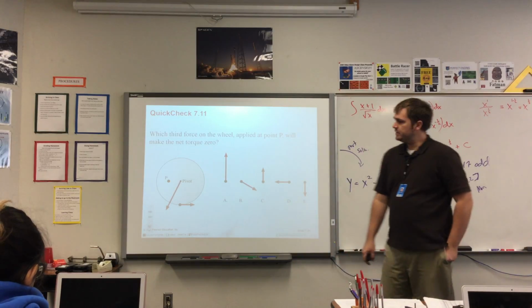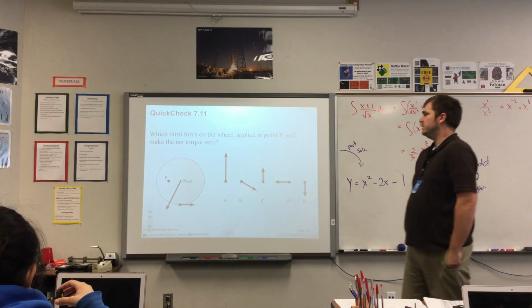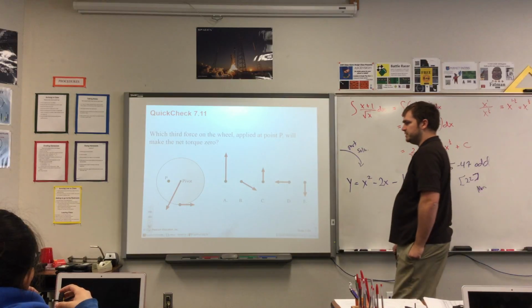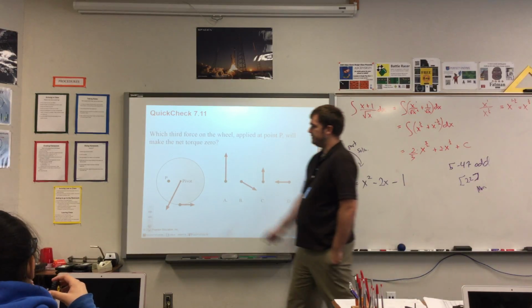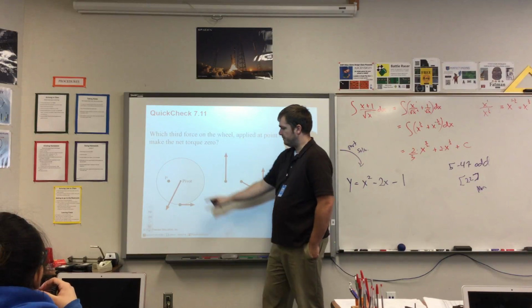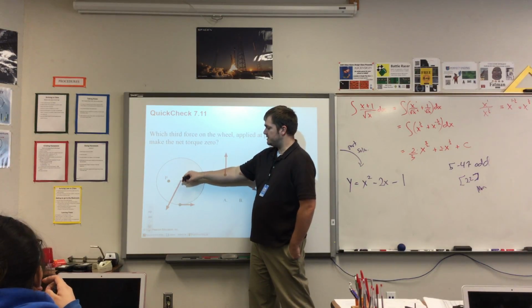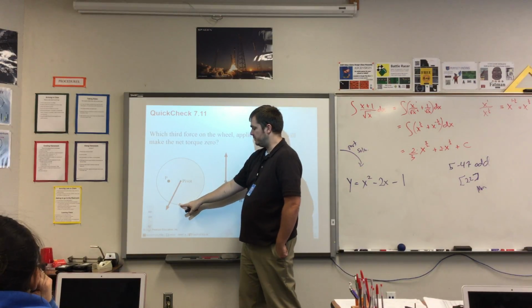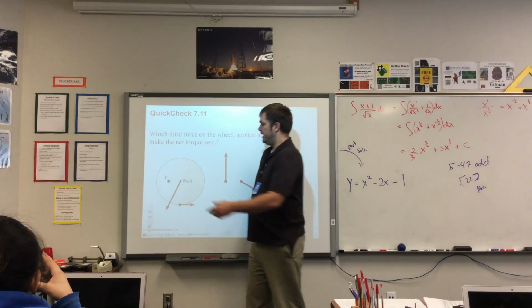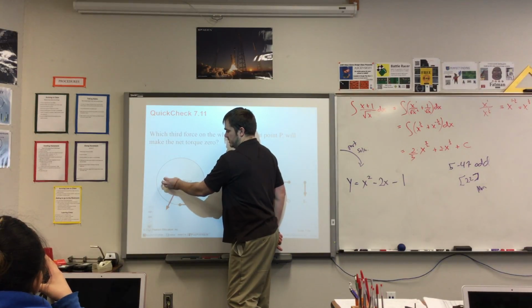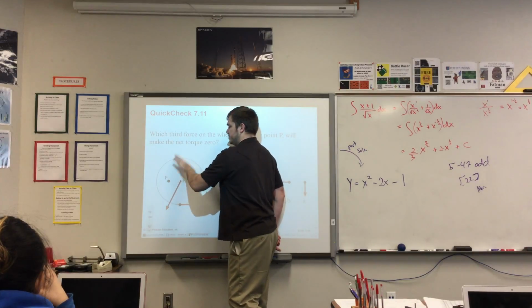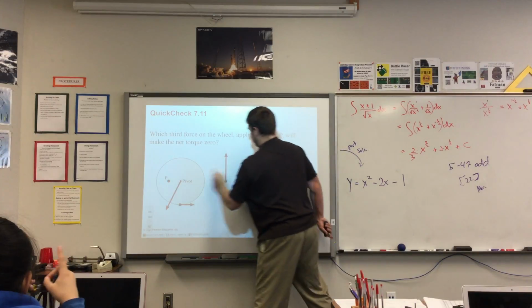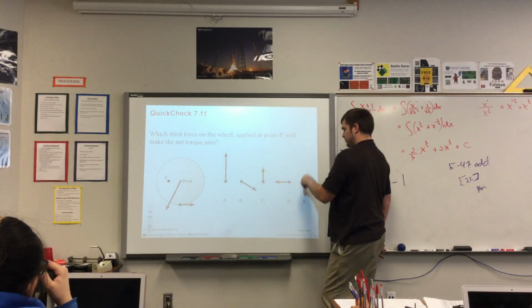All right. This question says, which third force on the wheel applied at point P will make the net torque 0? Well, that's kind of a weird way of asking the question. Let's see what's going on here. We have some sort of circular object with a pivot point. Somebody is applying a force right there at the pivot point. Somebody else is applying a force right here to the right, and somebody else has their hand at point P, and they're pushing in one of these directions, either straight up or down and to the right, or straight up but not as much, or left or down.